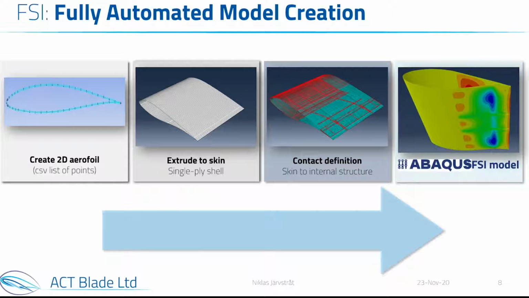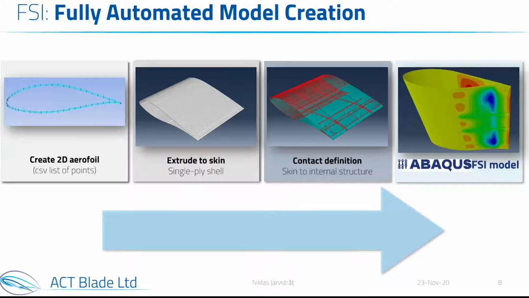Looking more closely at the model creation part of this, we take 2D airfoil sections, usually from a CSV file. This then gets extruded to form the external surface. From that external surface, we slice it up and create the internal part, so that the spar and other relevant features that we have to create the structure.